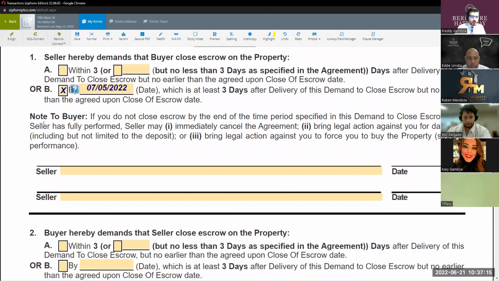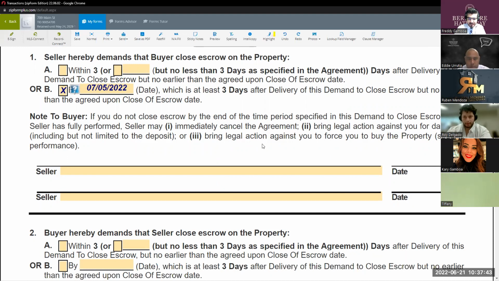Okay, so note to buyer, if you do not close the escrow by the end of the time period specified on this demand to close escrow and seller has fully performed, seller may immediately cancel this agreement, right? Bring legal action against you for damages, including but not limited to deposit, or bring legal action against you to force you to buy the property in specific performance.